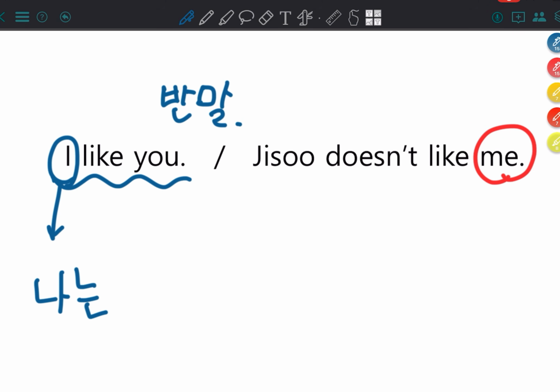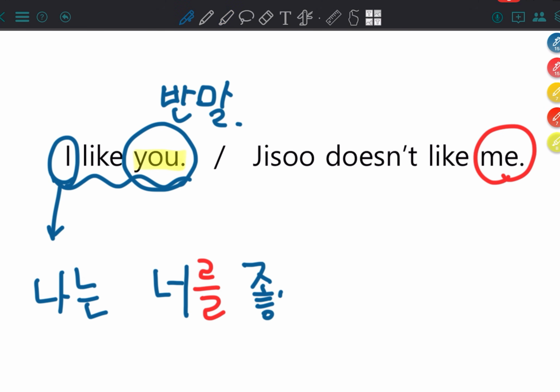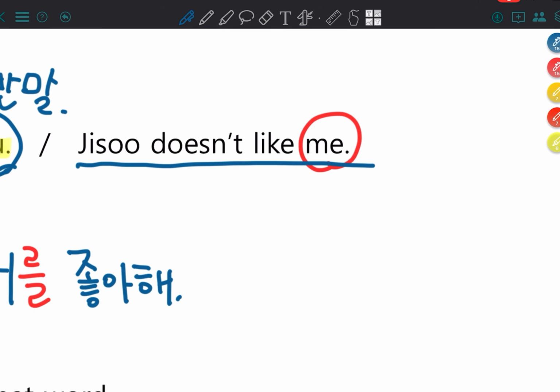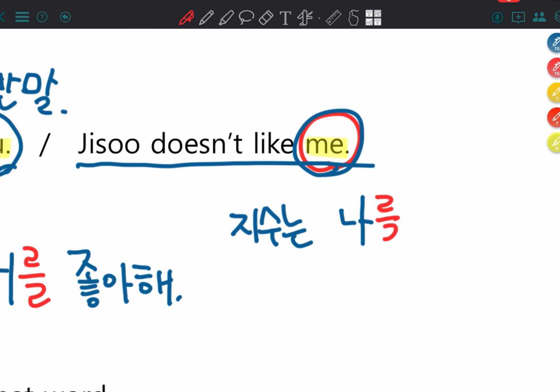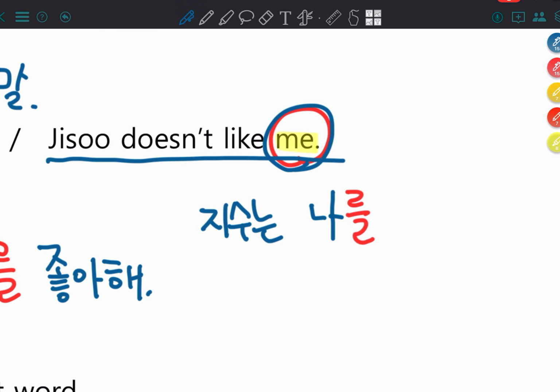나는, right? Subject. And then you can put you, object, and then you mark it with 를, right? Because it's an object in a sentence. 너를 좋아해. 나는 너를 좋아해. How about 지수 doesn't like me? 지수는, and then object is I, me, right? So 나, and then you mark it with object marker. 나를 doesn't like. 안 좋아해.